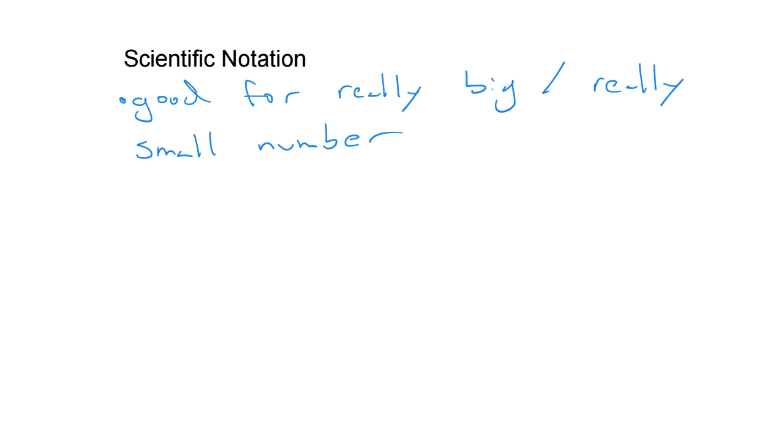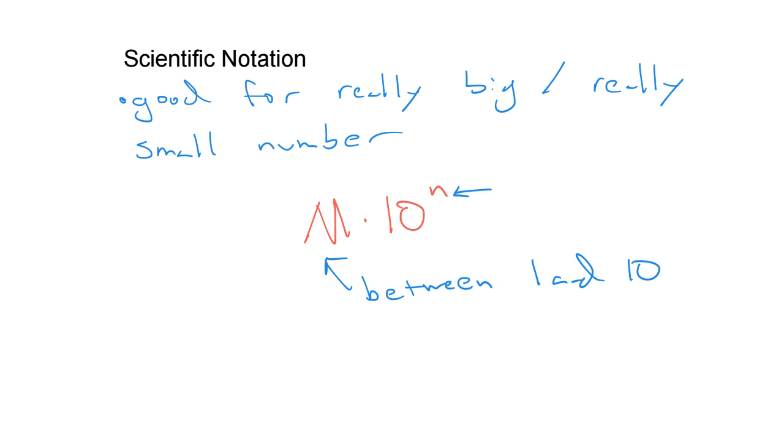So what scientific notation looks like is it's some number m times 10 to the power of n. And our goal is for m to always be between 1 and 10, and then for n to just be an integer, meaning it's basically a whole number, but that includes the negatives, and that'll just tell us how far to move that decimal.